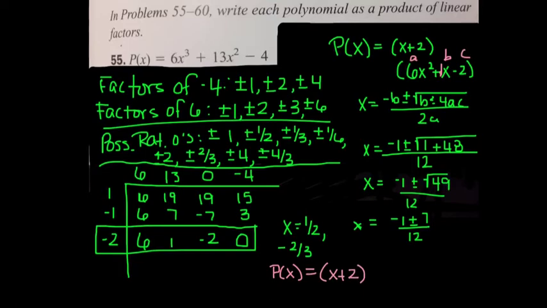My second linear factor will be from taking x minus 1/2. And the third and final linear factor, since negative 2/3 is that 0, then x minus a negative 2/3, or x plus 2/3, is my final factor.